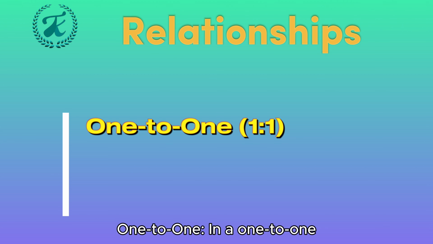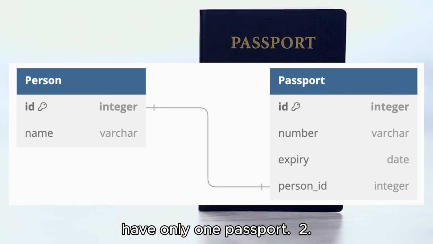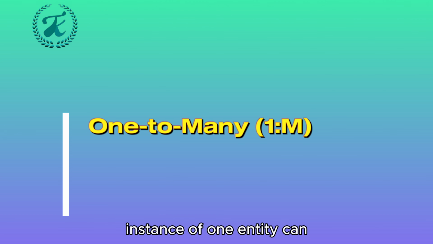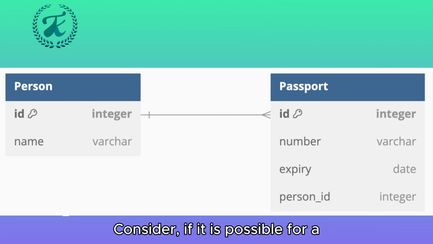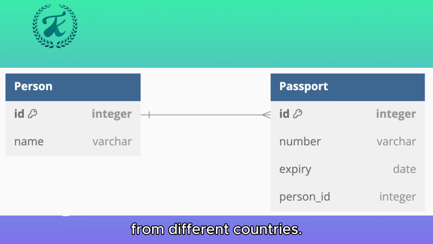1. One-to-one. In a one-to-one relationship, one instance of one entity can relate to only one instance of the other entity. For example, if a person can have only one passport. 2. One-to-many. In a one-to-many relationship, one instance of one entity can relate to multiple instances of the other entity. Consider if it is possible for a person to hold multiple passports from different countries.